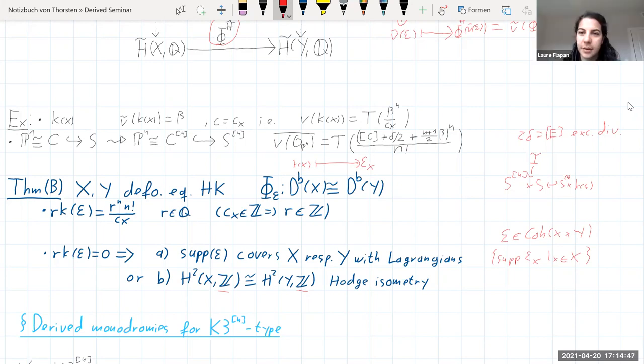Are there other questions for Thorsten? Does your theorem give you some new interesting examples of Lagrangian fibrations of hyperkähler manifolds, using this second part?